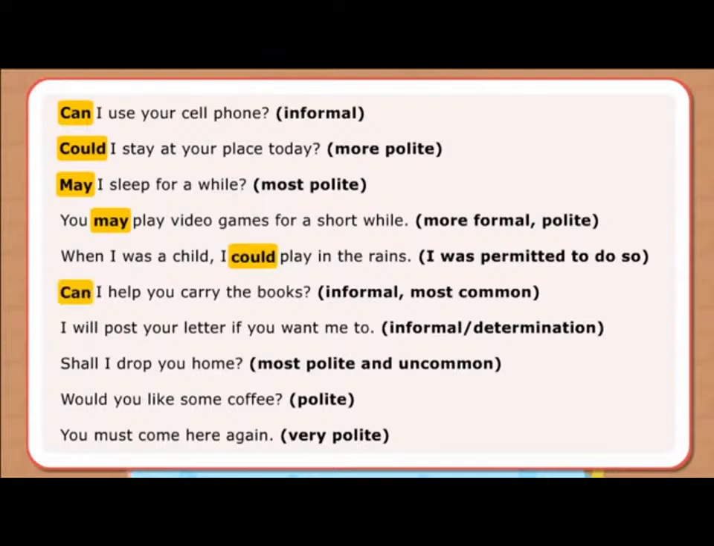Can I help you carry the books? Informal, most common. I will post your letter if you want me to. Informal, determination. Shall I drop you home? Most polite and uncommon. Would you like some coffee? Polite. You must come here again. Very polite.